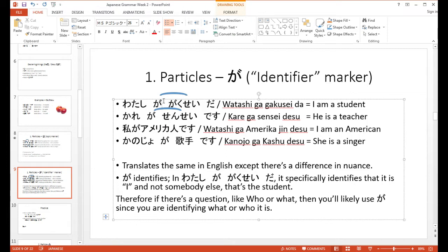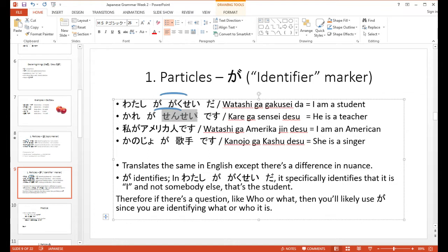So if you think of ga, the emphasis is more on what comes after the particle, or what the subject is. So for example, gakusei da, which is student, if you use a ga, you're identifying who the student is. So the student is watashi ga. I am the student, as opposed to, you know, my brother. Say I am the student and not my brother, that kind of thing. So you're identifying who the student is.